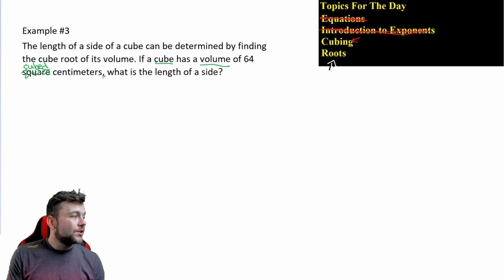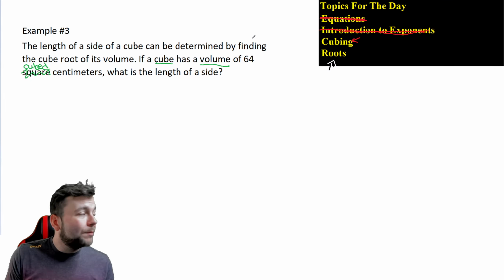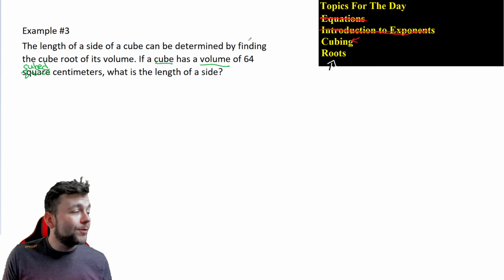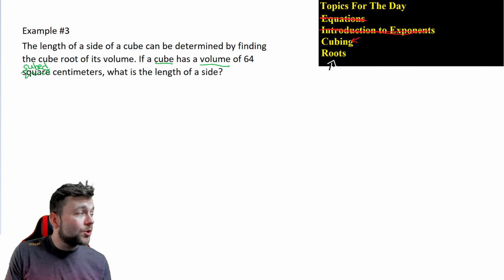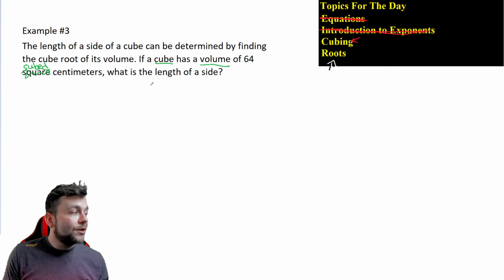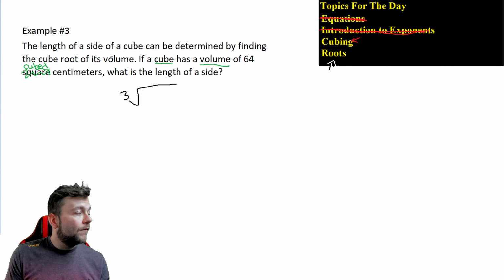Okay? So the length of a side of a cube can be determined by finding the cube root of its volume. If a cube has a volume of 64 cubed centimeters, what is the length of a side? So cube root of the volume equals the length of a side.